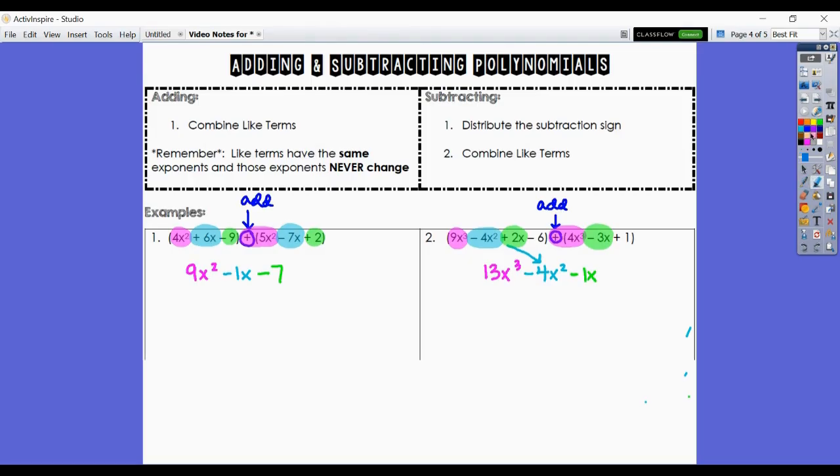And then last term here, I'll choose my next color, purple, where I'll have negative 6 plus 1, and negative 6 plus 1 is going to be negative 5. Let's go ahead and try a subtraction example.